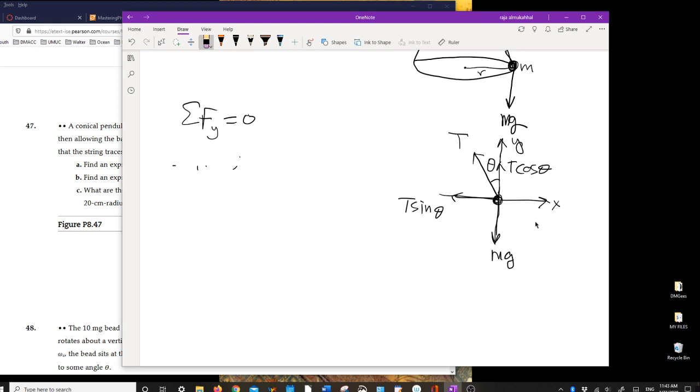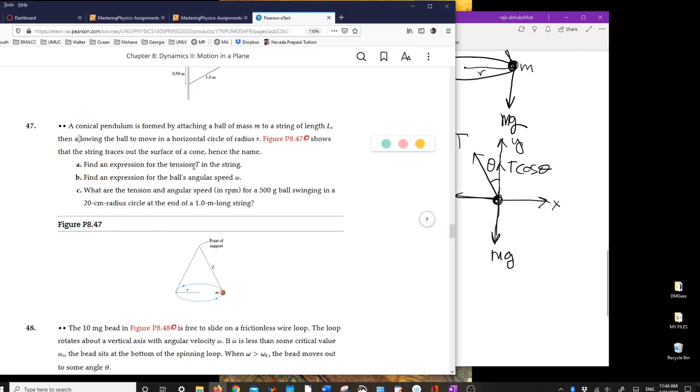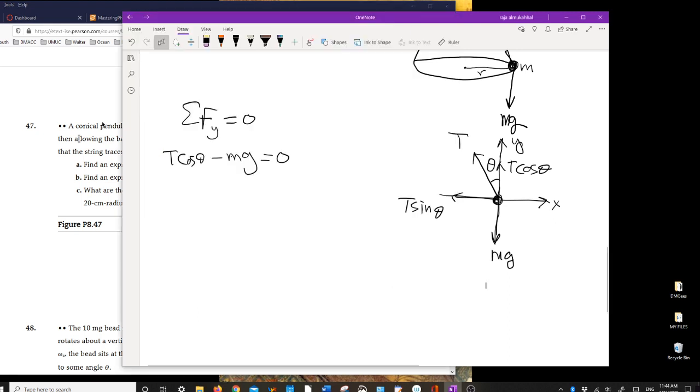Let me erase that. Let me talk about the y direction first. In the y direction we would have T cosine theta minus mg equals 0, right? Remember, the problem says to find an expression for the tension, so I just need to find an expression. With this in mind, the tension is equal to mg over cosine theta.